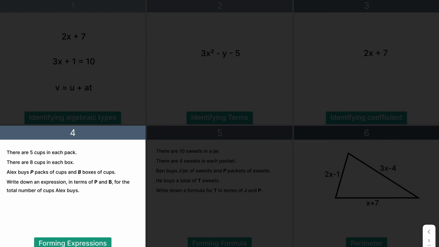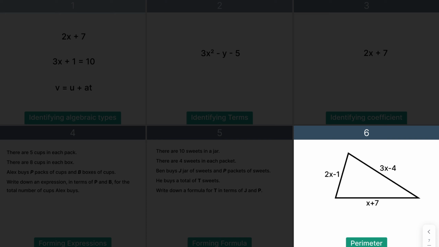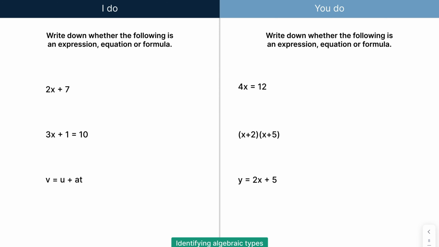And then we're going to move on to forming expressions, looking at worded questions like this, and then moving on to forming formula with worded questions, and then forming expressions with examples like this one here, like parameter. So the way my videos work, I'm going to do the example on the left, which is I do. You are then going to press pause, and I've got the example on the right, which is you do.